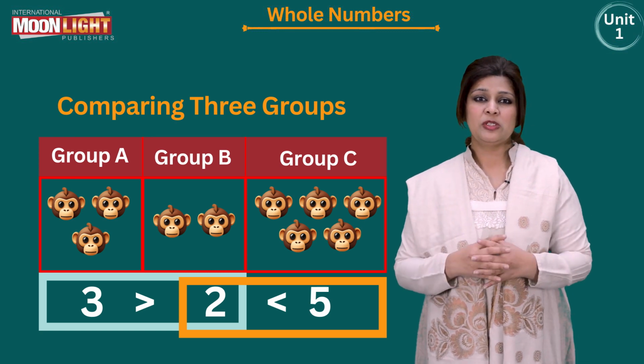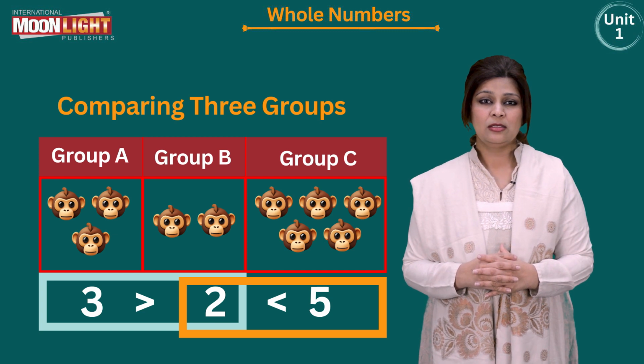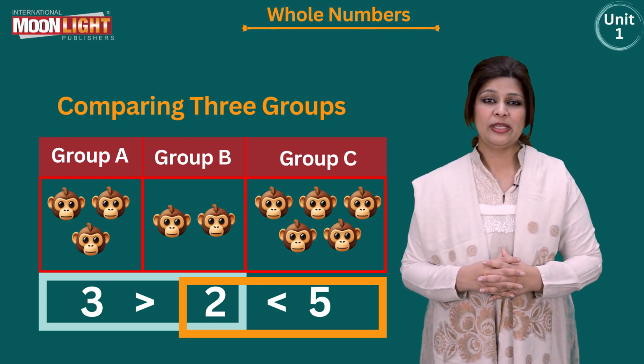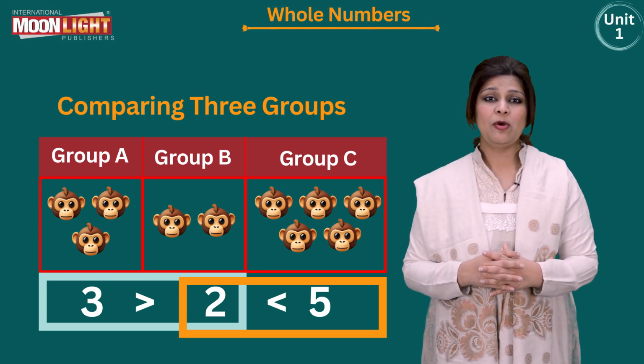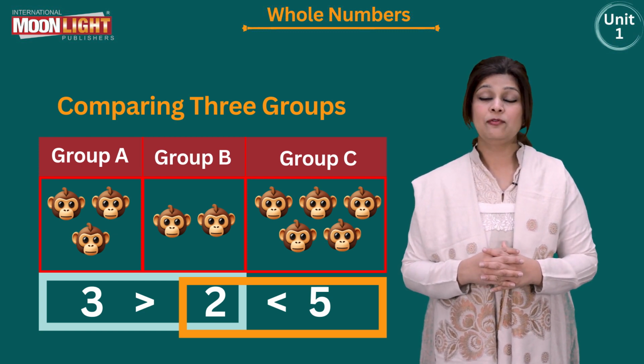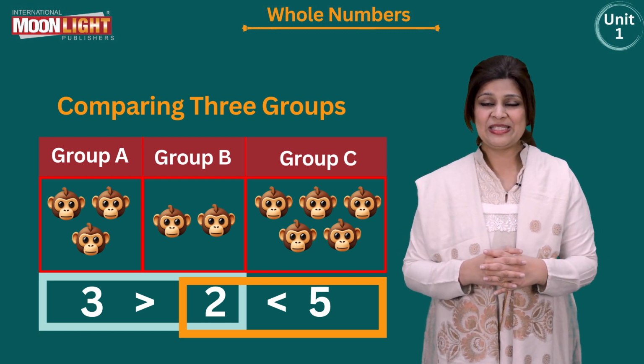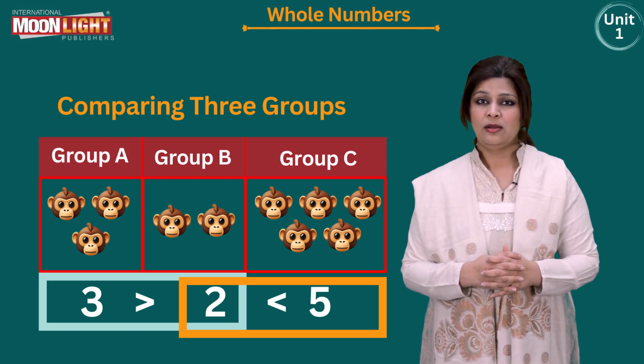Okay, suppose we have in group A, the monkeys are, yes, three monkeys over here. And in group B, how many monkeys are here? Very good. In group B, we have two monkeys. So, what we are going to do? Which symbol will come over here? Very good.